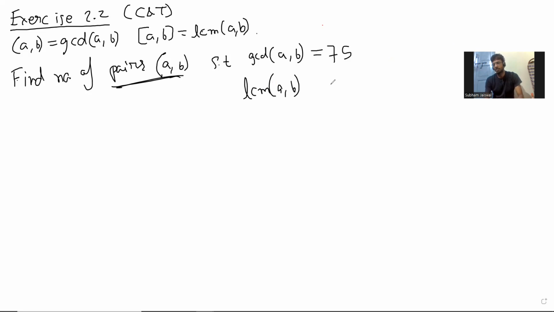So now if I say that the LCM is also there. Let's say that the LCM is 100. Now, how many such pairs of numbers are there? Yeah, this is something that one can think about. For two numbers it is actually not difficult. You can do it any way.